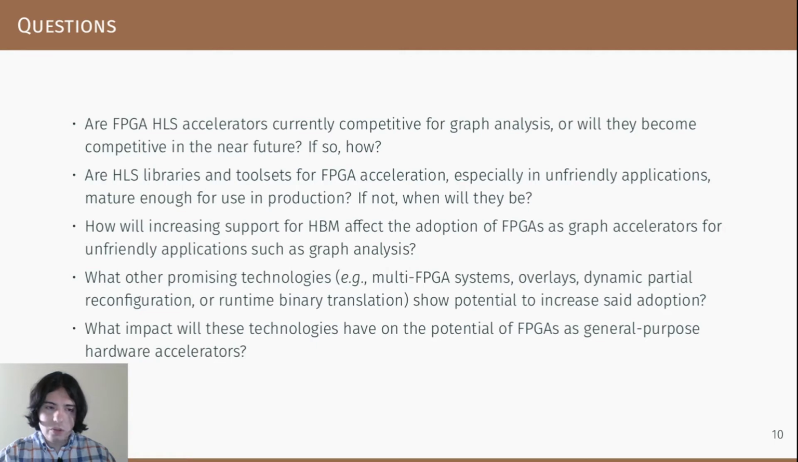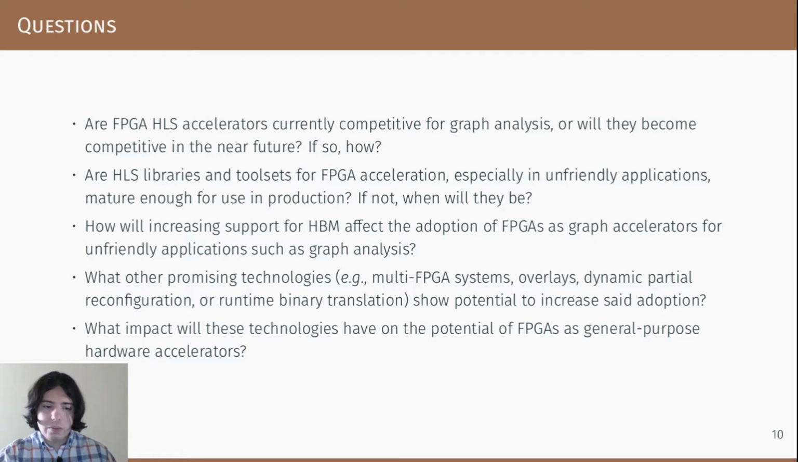These are the questions we have in the paper. We'd also like to showcase them here as well, so here goes. Are FPGA HLS accelerators currently competitive for graph analysis, or will they become competitive in the near future? If so, how? Are HLS libraries and toolsets for FPGA acceleration, especially in unfriendly applications, mature enough for use in production? If not, when will they be?